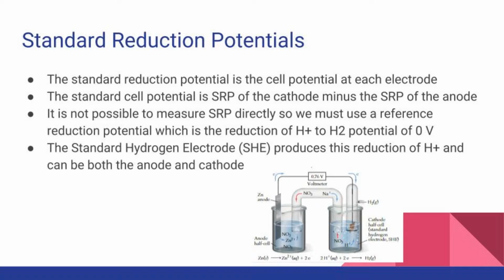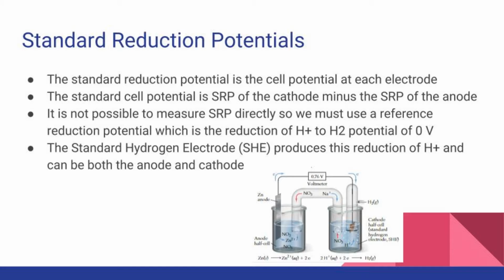the anode. It is not possible to measure the standard reduction potential of a half reaction directly, so we have to use a reference half reaction to determine values relative to that reference value. The reference half reaction that is used is the reduction of protons to hydrogen gas under standard conditions, which has a standard reduction potential of 0 volts. We use the standard hydrogen electrode to produce this half reaction.